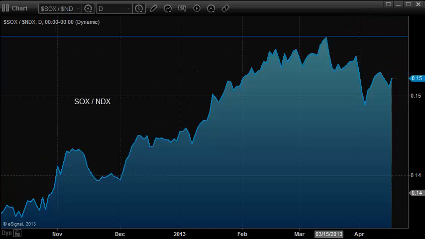Now the SOX versus the NDX made a little progress here today. So that means the SOX was relatively strong versus the overall NDX. However, we're still below that key trend line and have not yet been able to recoup that. So there's no positive technical development other than an upward bias could be developing.